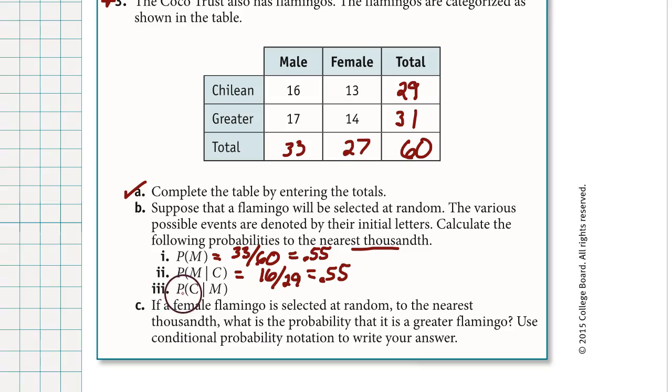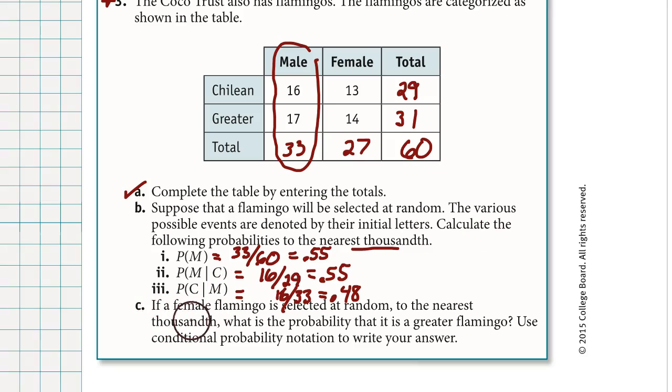Now question 3. What is the probability the flamingo is Chilean given that it's male? So if we know it's male, we're interested in this column of the chart. There are 16 Chilean males out of 33. 16 divided by 33 is 0.48.